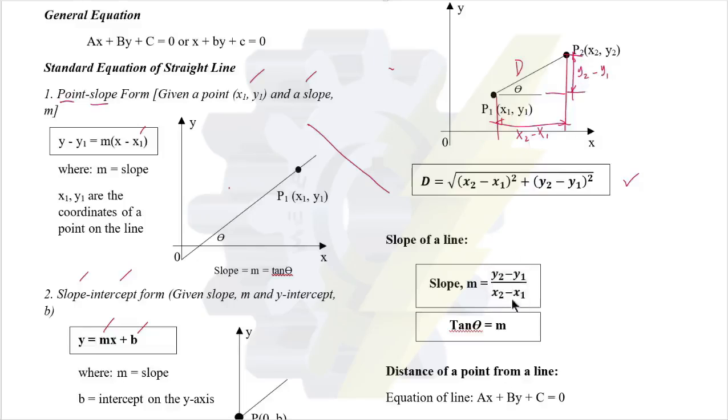You can also use this equation even if your line is sloping down to the right. For example, point 1 and point 2. Then the alternate formula for this slope is tangent theta.